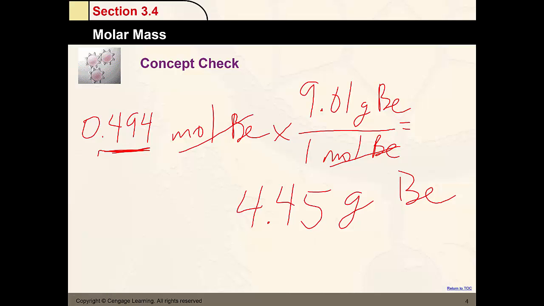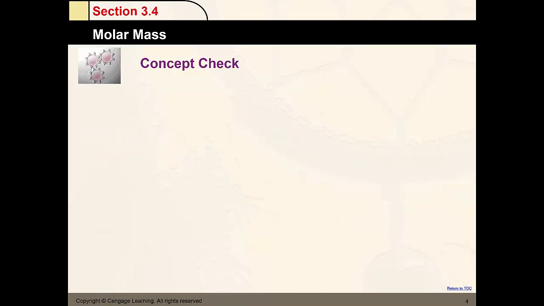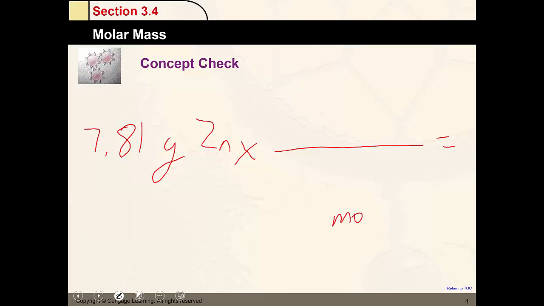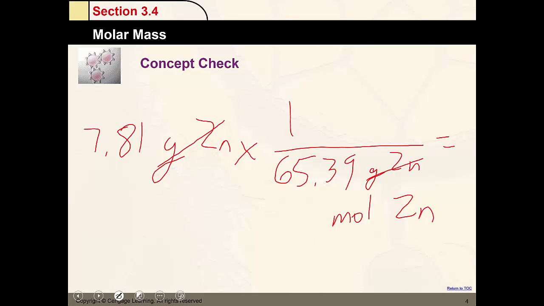Right, so that's from moles to grams. If it's the opposite, if you're trying to convert from grams to moles, so let's say you have 7.81 grams of zinc, and I ask for the moles of zinc. Now, since you have grams, the molar mass goes in the denominator. So the molar mass of zinc is 65.39 grams of zinc for every 1 mole.